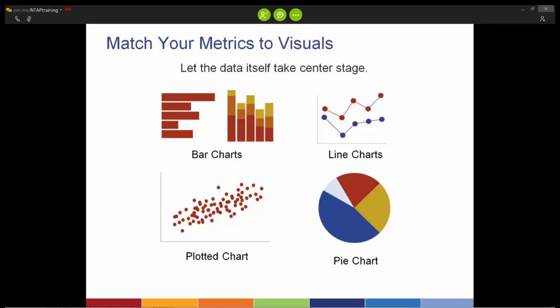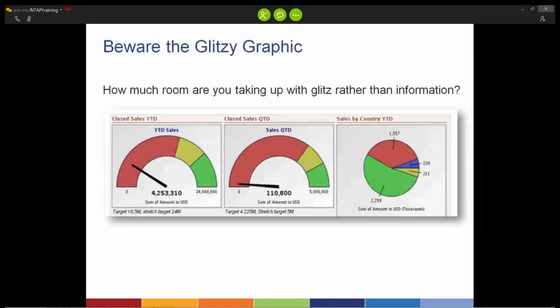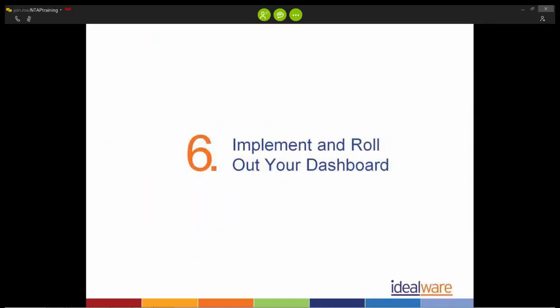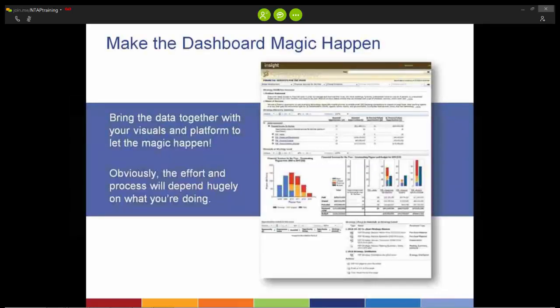Great. All right. So this is something else, like the outcomes, defining your metrics, which could easily be not just a session, but a book in and of itself, and is. All right, so we've got 7 steps, and here's number 6. Implement and roll out your dashboard.